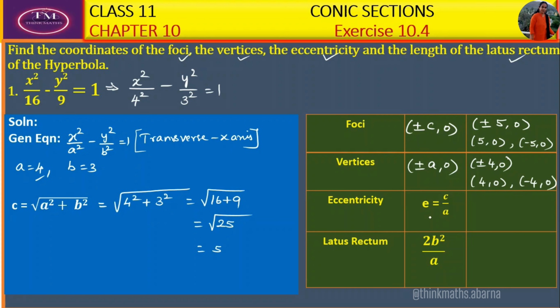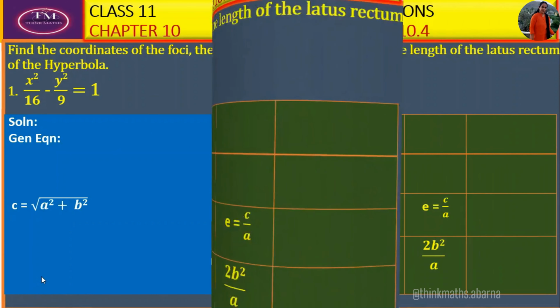Next one, eccentricity is equal to c by a. So what is c? c is 5, a is 4. So it is 5 by 4. And latus rectum is 2b square by a. So it is 2 into b square, b square is 3 square, which is 9, divided by a. What is a? It is 4. So 2 into 9 by 4, which is 9 by 2. So latus rectum is 9 by 2. So these are the required values. Clear? Very simple. So moving on to the second one.